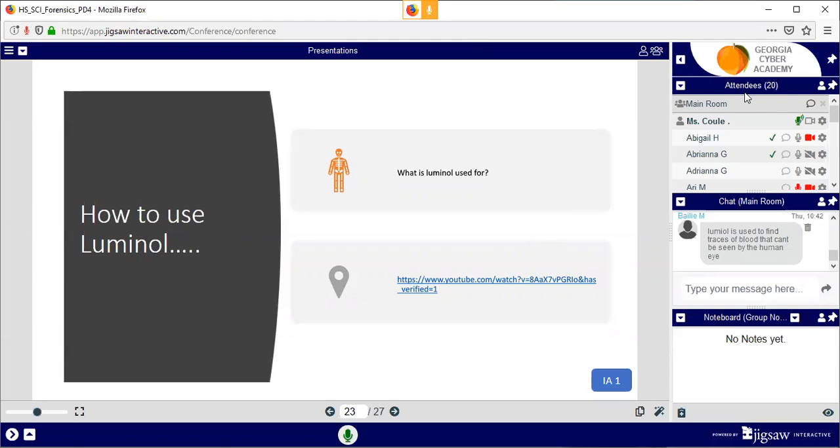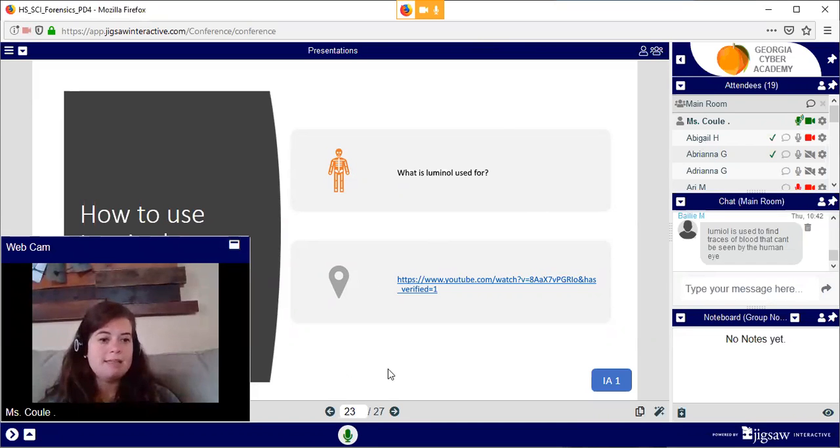Great. All right. So we found out how they use luminol. They use it to find traces of blood that can't be seen by the human eye, or also they use it to test a substance. If they see a red substance, they use luminol to test whether or not it is in fact blood. Okay, because it could be Kool-Aid or grape jelly or whatever else. So they use it to see if it is blood.